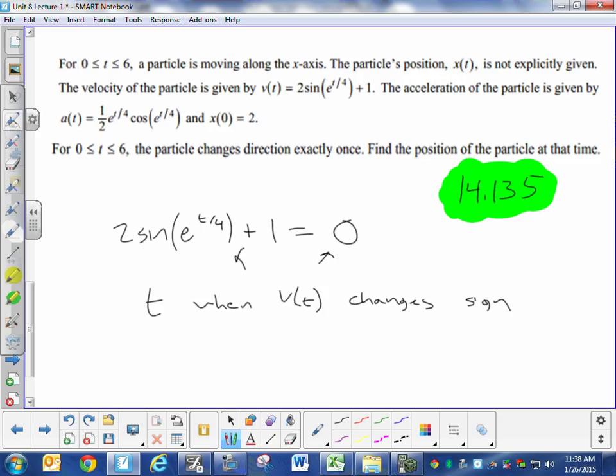All right, good job. Then you need to find the position of your particle at that moment.